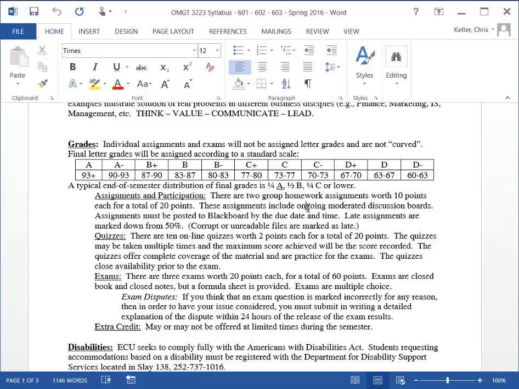So on these discussion boards, I subscribe to all of the discussion boards. Each group will have its own discussion board. In order to get your group grade, you have to participate in your group's discussion board. If you don't participate in your group's discussion board, you'll get a 0. It says right here, the assignments include ongoing moderated discussion boards. And if you don't participate in the discussion boards, you get a 0.